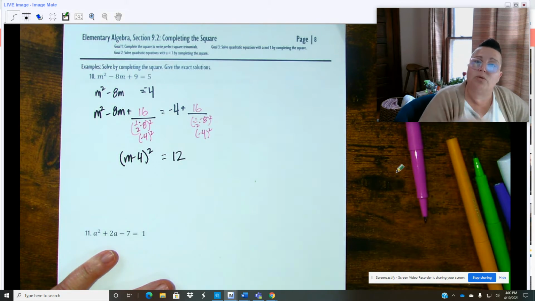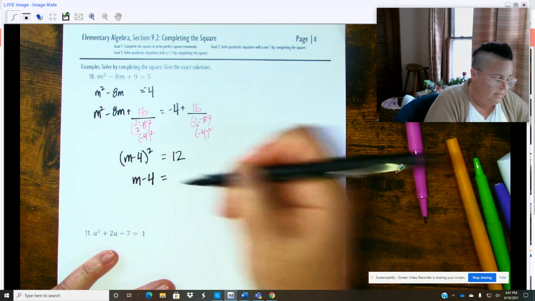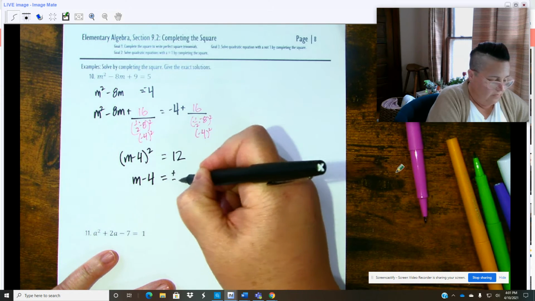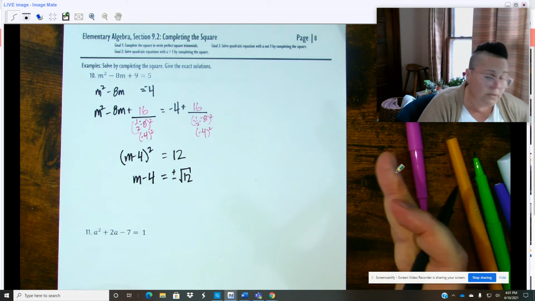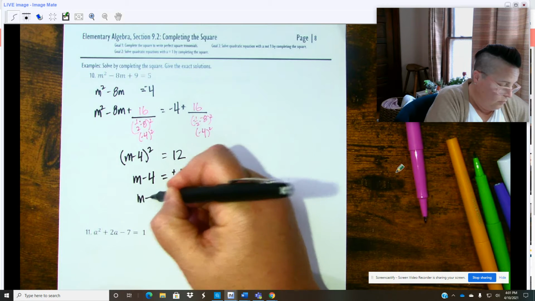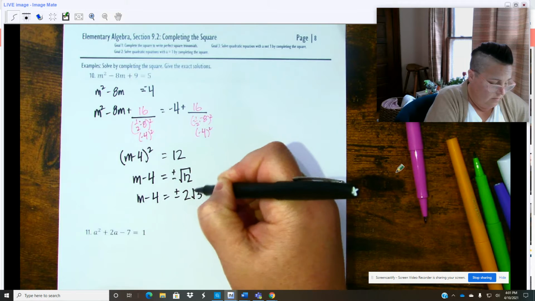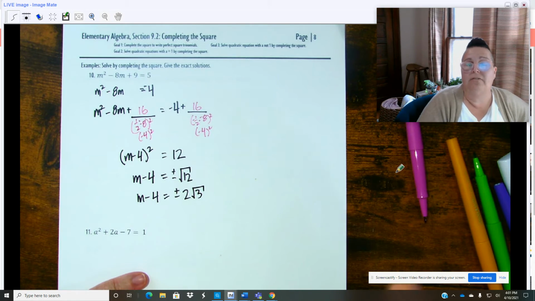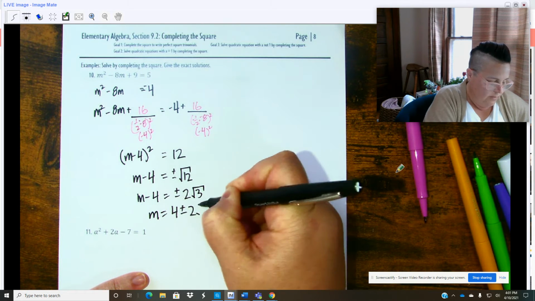I now want to take the square root of both sides as we did in the previous section. So m minus 4 is going to be equal to plus or minus the square root of 12. Can you simplify the square root of 12? Well, it is 4 times 3, and 4 is a perfect square. So m minus 4 is equal to plus or minus 2 square roots of 3. To finish this off, I'm going to add the 4 to both sides to isolate the m. So I get m is equal to 4 plus or minus 2 square roots of 3.